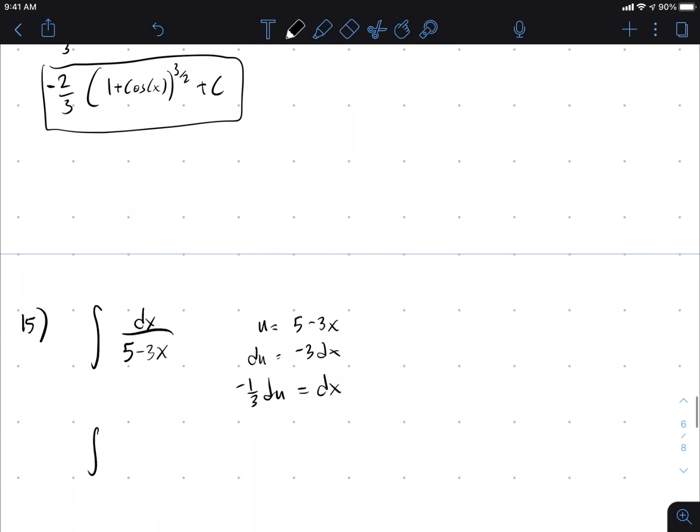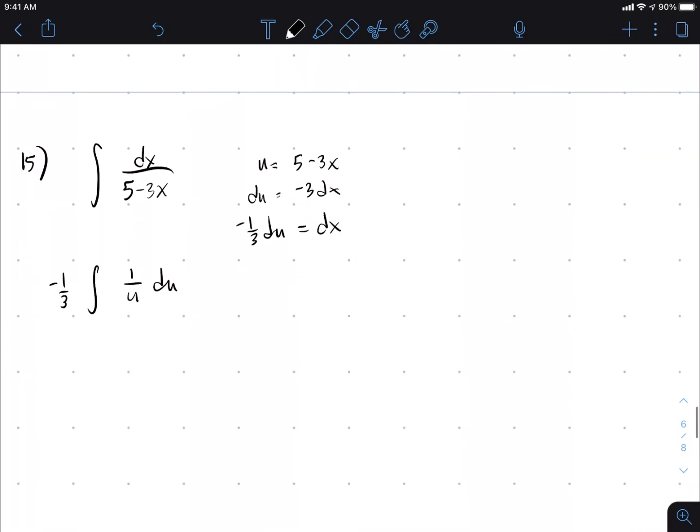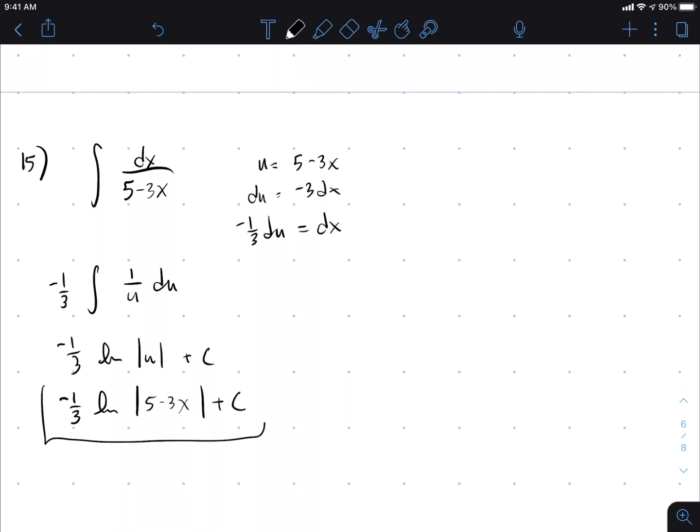So when I go to integrate, I'm going to get a negative 1/3 out front. But then I'm going to get 1 over u du. Do I know how to integrate 1 over u? Gerardo? Isn't this one we talked about? Yeah, that's right. It comes into play, huh? So I'm going to get a negative 1/3 ln of absolute value of u plus some constant c. So I'm going to get a negative 1/3 ln of 5 minus 3x plus c. And this is my answer.